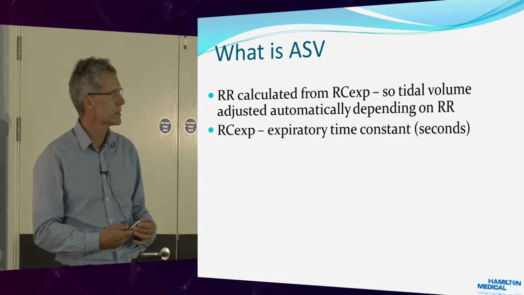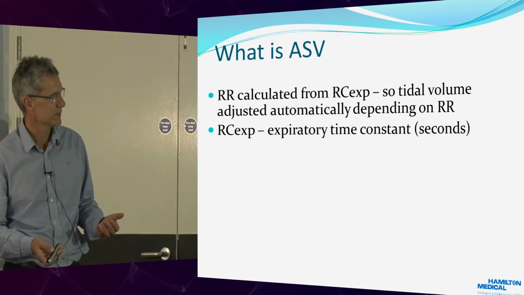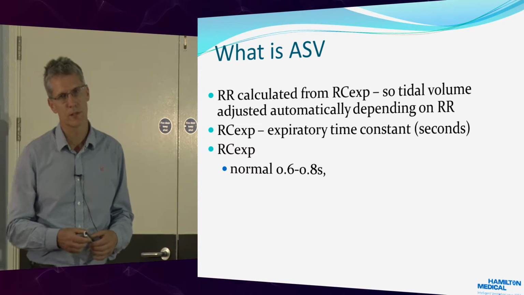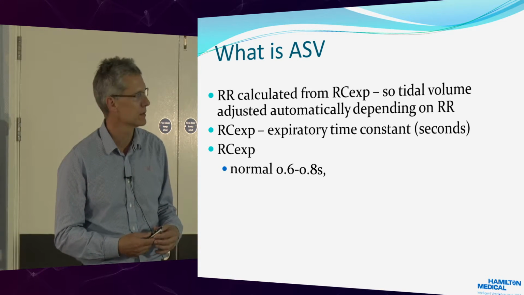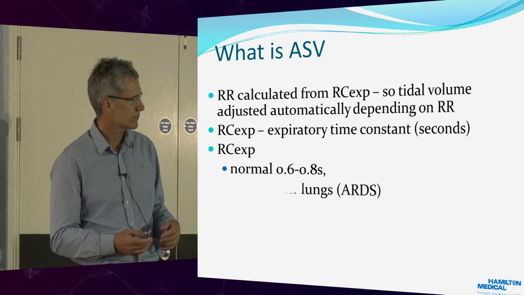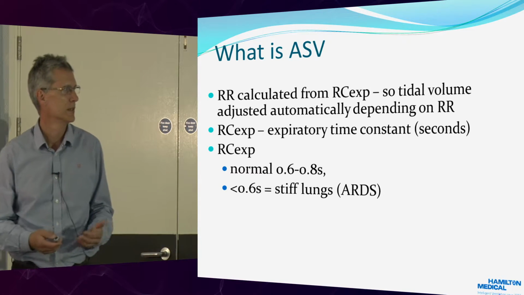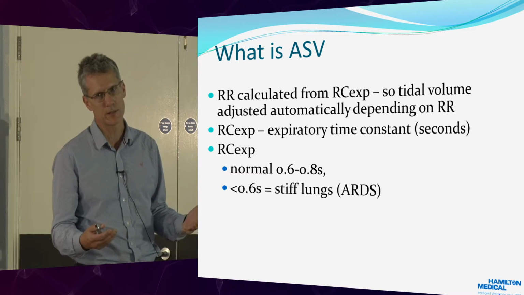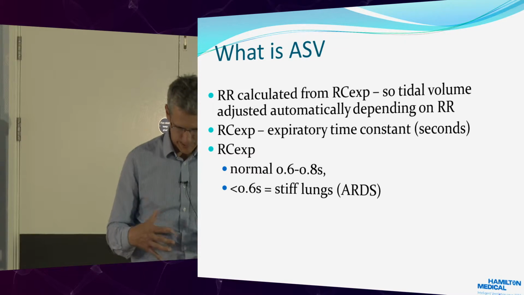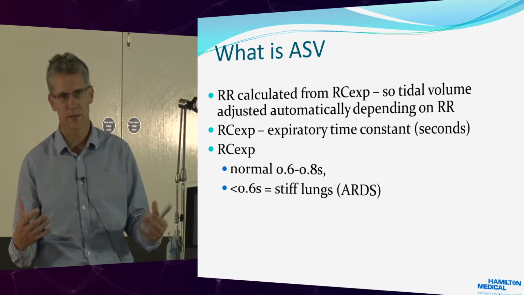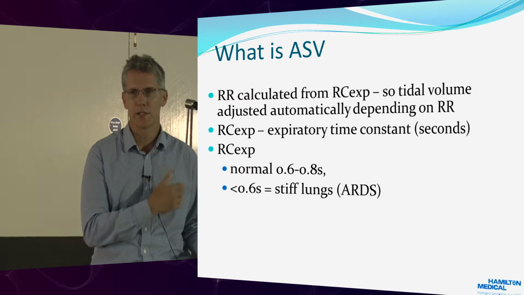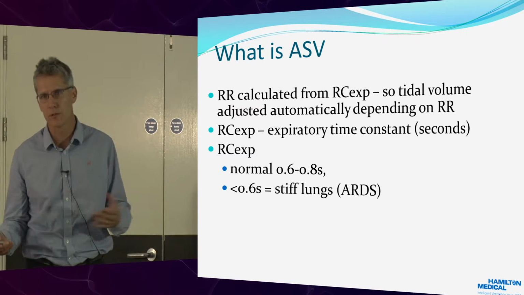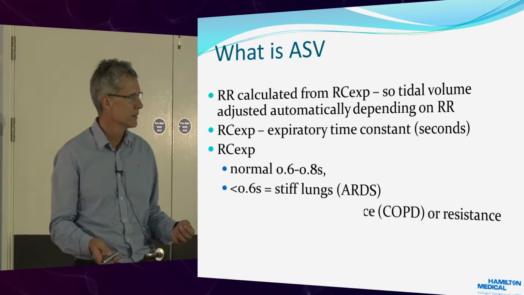So the expiratory time constant is measured in seconds. A normal expiratory time constant is 0.6 to 0.8 seconds. If it's less than 0.6, you have stiff lungs, and the most common thing you'll come across is ARDS. You might have a patient with an abdomen out here, ileus. They might have a very stiff chest wall from something like ankylosing spondylitis, or they might have chest trauma or something.